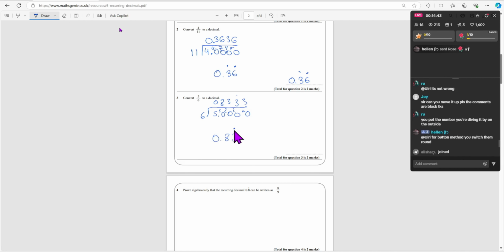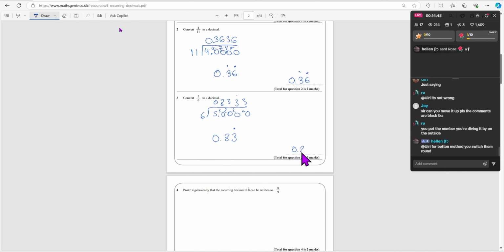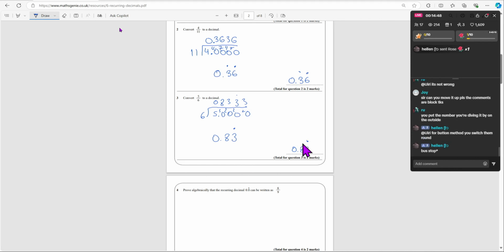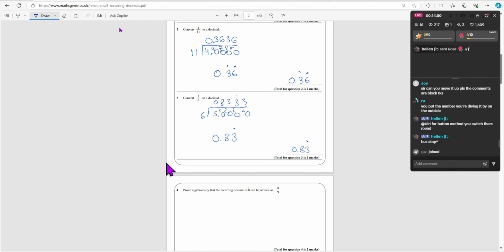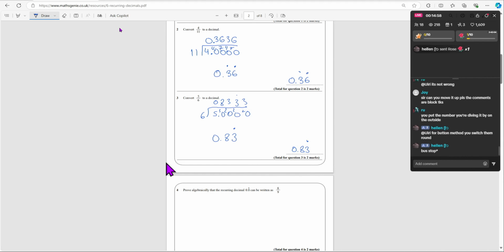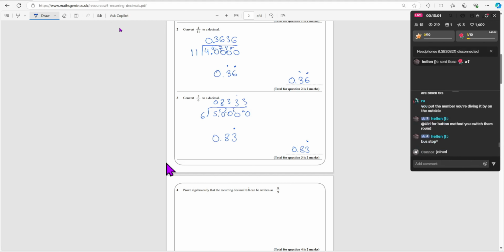0.83 recurring, like that. Now the easy part is converting fractions into recurring decimals, okay? The hard part is when you try to convert recurring decimals into fractions, okay?